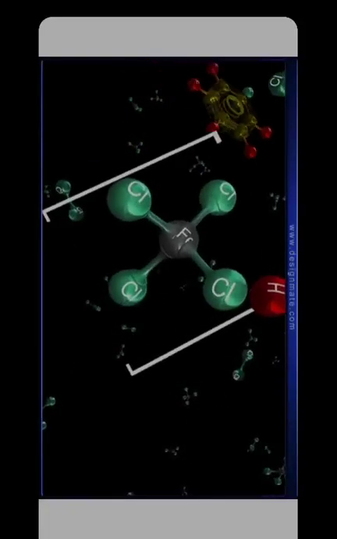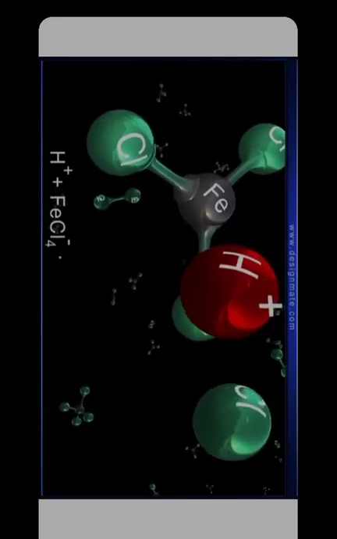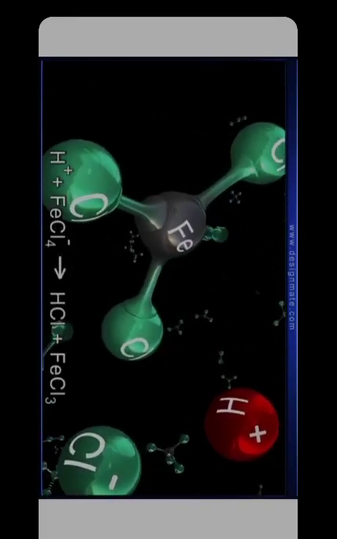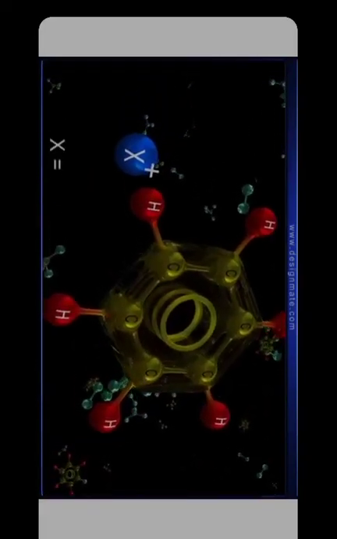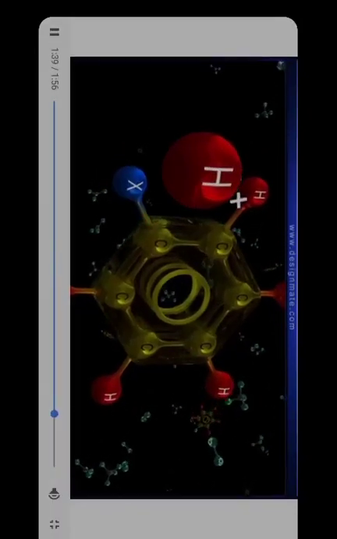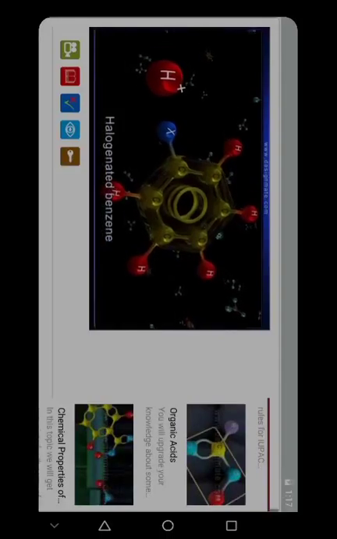The released hydrogen ion accepts a chlorine atom from FeCl4-, forming HCl, thus regenerating FeCl3, that is ferric chloride. Similarly, benzene reacts with other halogens such as bromine, iodine, etc. to give respective halogenated products.